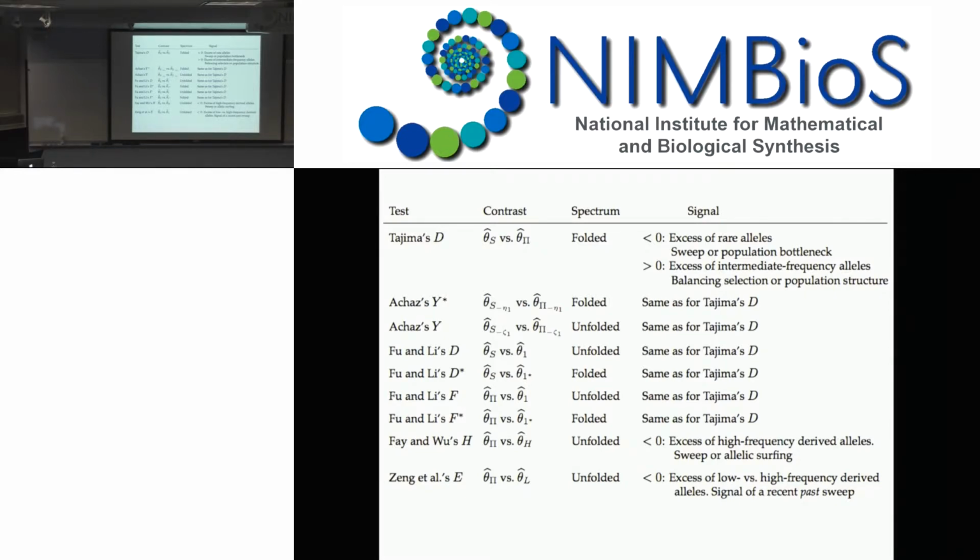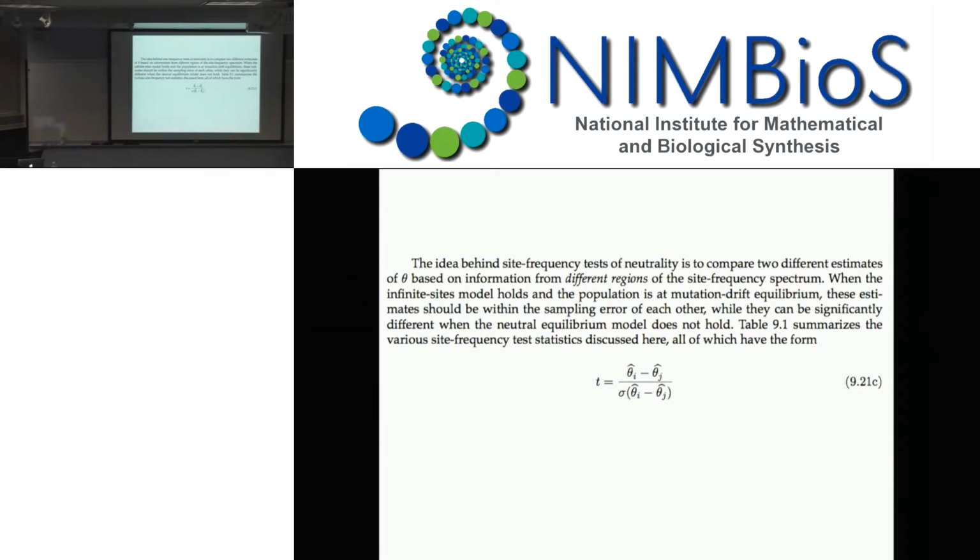Yeah, this is the overview. We'll drill down more on this. And again, any details I don't mention in here, you can certainly clarify them, or they're all spelled out in detail in the book. So the basic structure of the tests are, I have two different estimators. I compare the estimators, and I then divide by a standard error for those estimators.